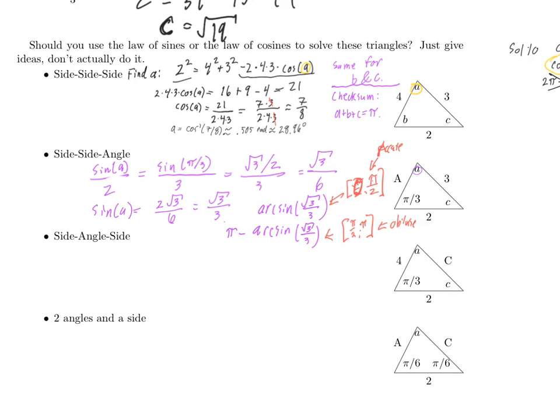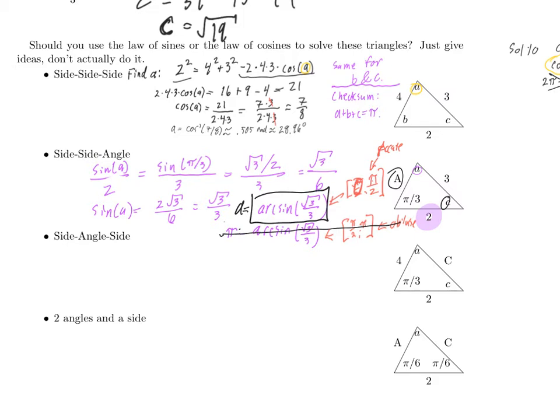But look, opposite A you see 2. Is 2 the largest side in that triangle? It is not. So the obtuse solution is not allowed. There's only one value for A. A equals inverse sine of root 3 over 3. Now that you know that, how can you find the angle C? Well, the angles have to add up to pi radians, so compute C by doing some subtraction. To find the side length a, you can use the law of sines again.